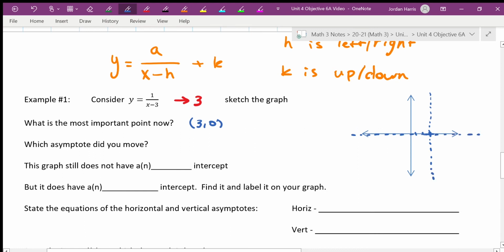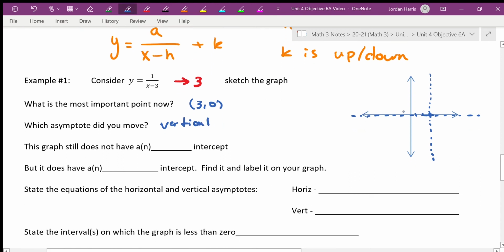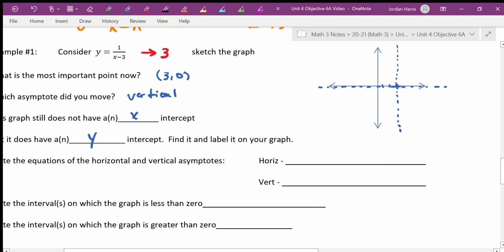So that's why it's a plus sign, because these are my asymptotes. Okay? Which asymptote did we move? Well, the horizontal one stayed the same, so we moved the vertical one. Graph still doesn't have asymptotes we can't cross, so it doesn't have an x-intercept, but it does have a y-intercept. We moved this one, so my graph can cross the y-axis somewhere now. Find it and label it on your graph.